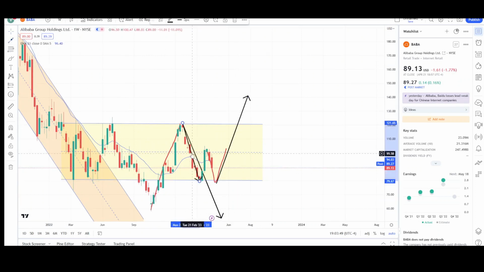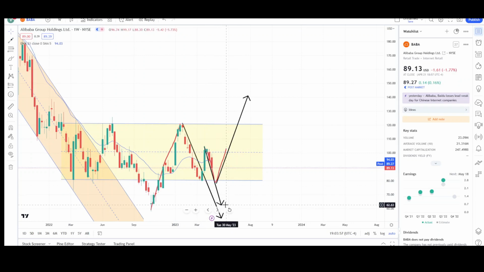Sellers tried one attempt right here. They're trying another attempt right here. It started back in early April, late March, reaching the 62.63 level. Right now, it is in formation, but again, if it stalls out at the $80 level, then there's a good chance prices will continue higher. So we'll have to wait and see.